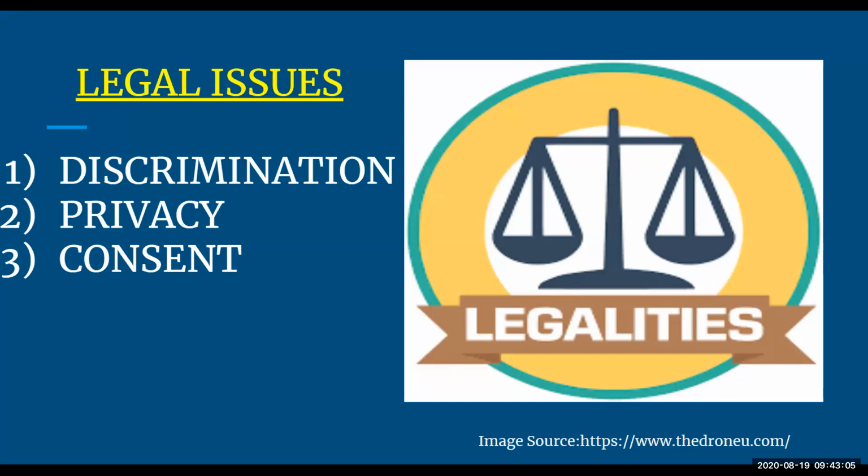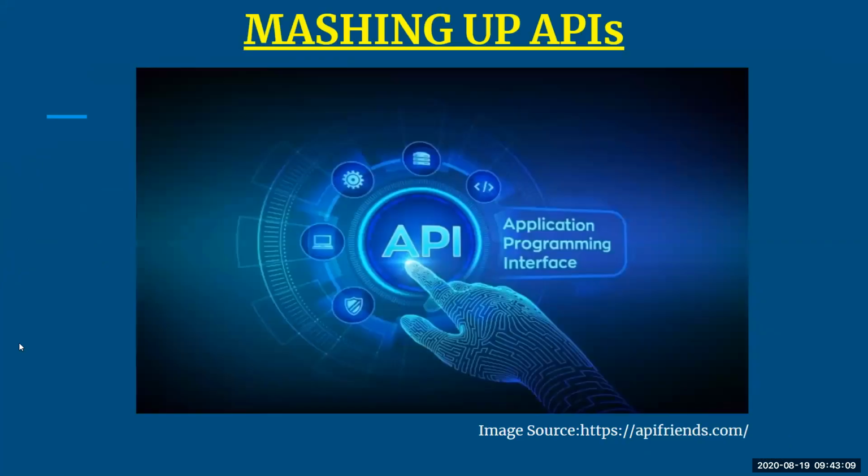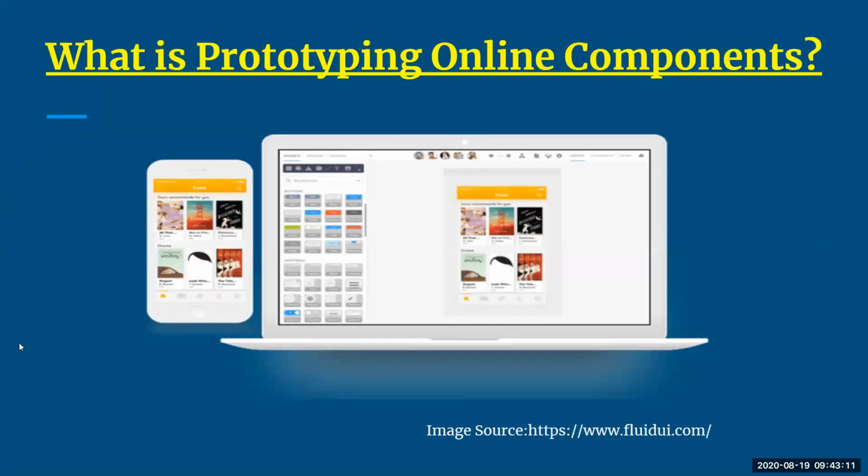Okay, let's take a quick recap of what we have done today. First we started with the topic of prototyping online components. That refers to using different online components like web service APIs and integrating them with your prototypes to make your system responsive and interactive.